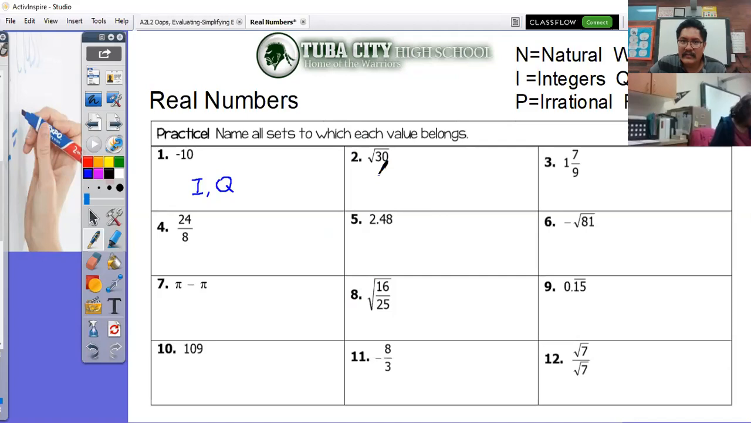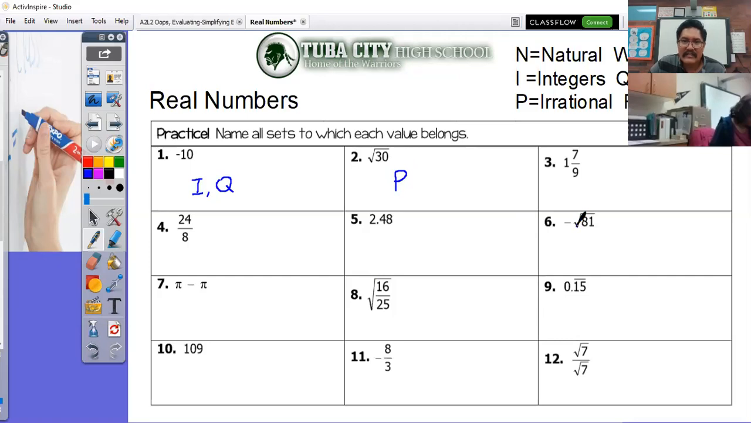Is 30 a square number? Well, no, because 5 times 5 is 25 and 6 times 6 is 36, and there are no numbers in between that we could square to get a number like 30. So that would make this irrational. So we put a P to mark it as irrational.